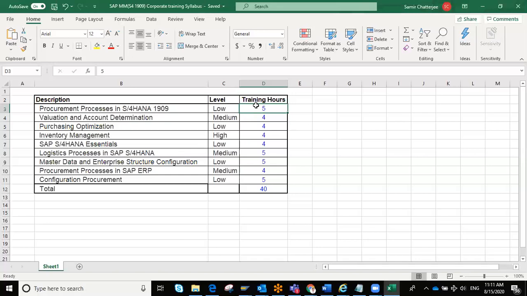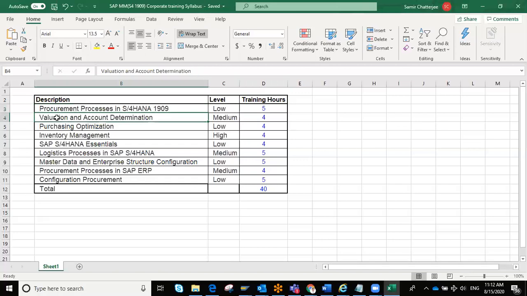Fiori apps has got two advantages in S4 HANA 1909. First advantage, we do not require any remembering of transaction code. You just click on the tile and go forward. Second thing is we do not require any specific GUI. It is internet enabled. You can access Fiori apps anywhere, anytime across the globe. So these are the three advantages of S4 HANA. We shall realize the S4 HANA advantages at each and every step of our training sessions.